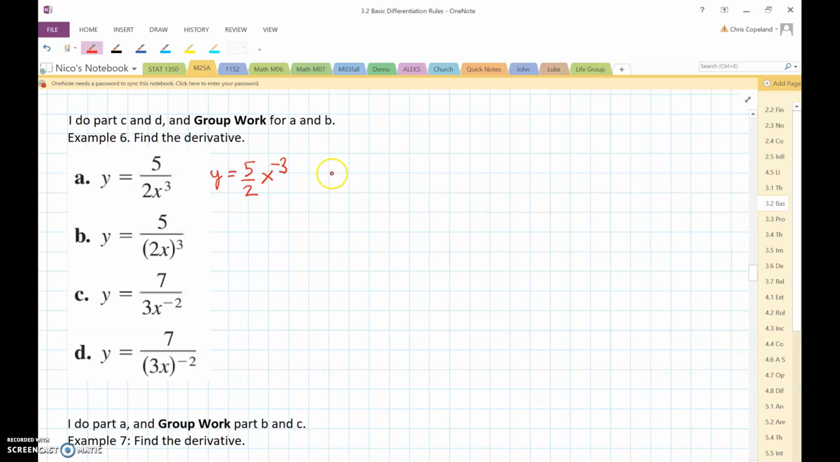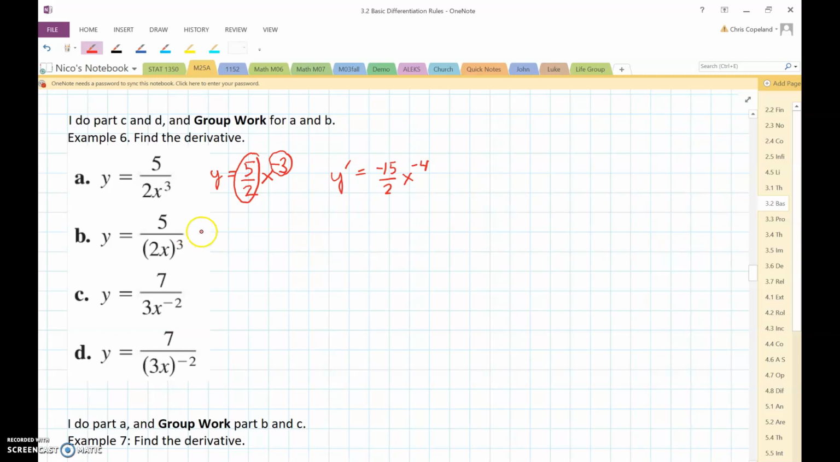Okay, so when we take the derivative, you're going to take the exponent, multiply it by the coefficient, so that's going to be negative 15 halves x, and then you're going to subtract 1 from negative 3, so that's going to be negative 4. So that would be the derivative there. This process, I think, you can see is pretty easy once you get used to it.